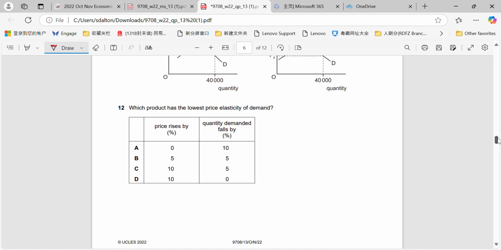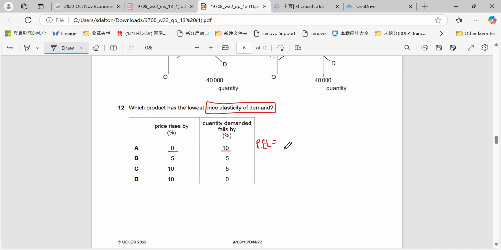Question 12. Which product has the lowest PED? So again, very straightforward. You just need to be able to calculate it. Remember that in this case, you need to know your formulas first. So it's the percentage change in QD divided by the percentage change in price, which is what gives us the PED. If the quantity demanded changes, but the price does not change, that tells us that it is perfectly elastic, right?